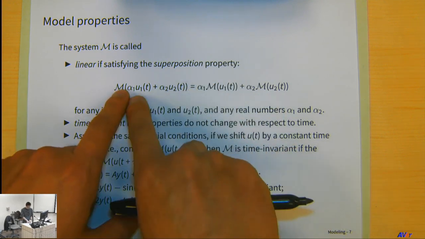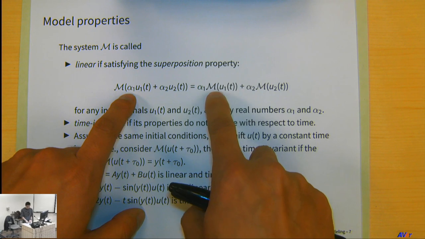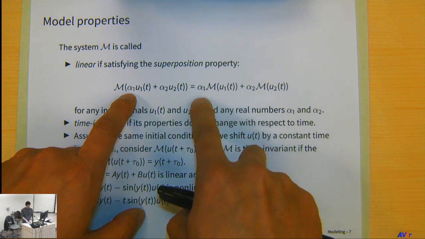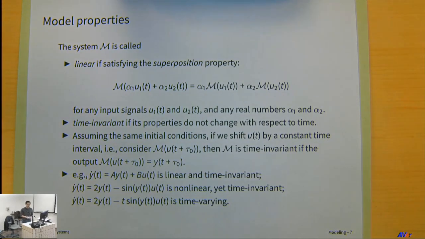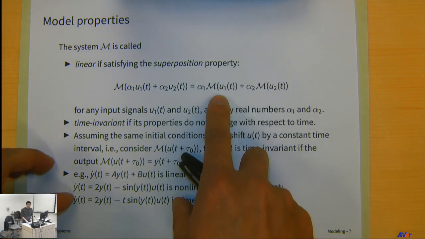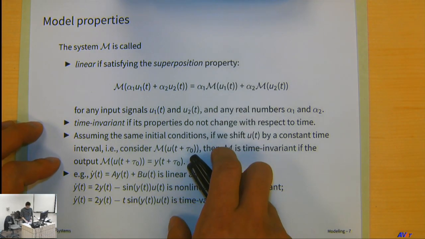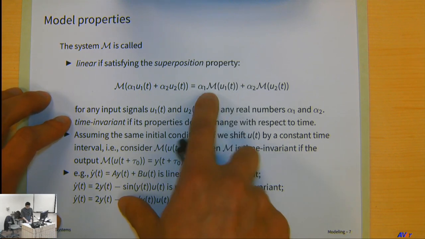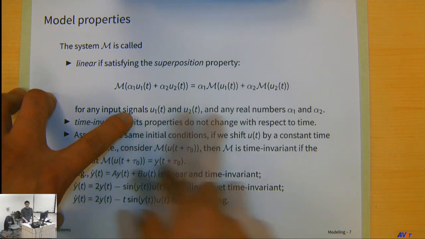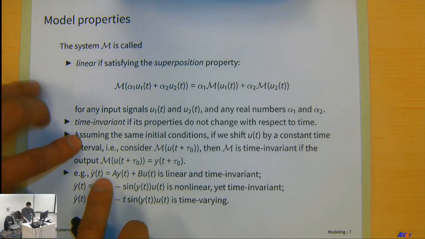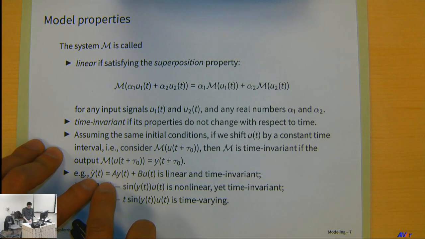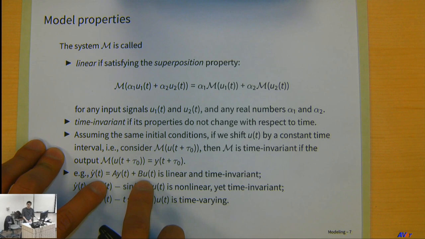So if it's multiplication of u, it's going to be multiplication of the output of u by the same scalar, and then just addition over here. So superposition property is the most important property for linear systems. If the system works out this way, then control is easier. This has to happen for any input signals and any real numbers, alpha 1 and alpha 2. As an example, let's look at this one. y dot, this is a differential equation, y dot equals a times y plus b u.